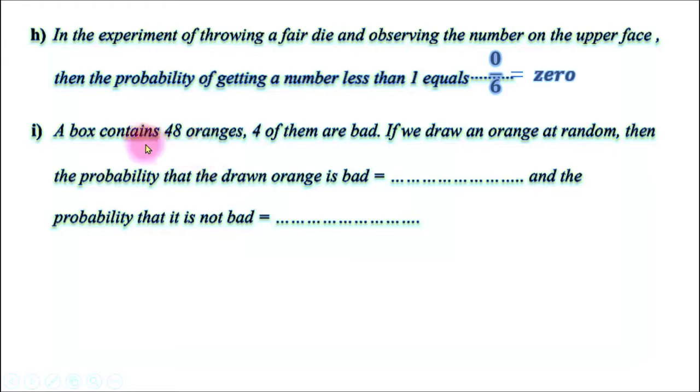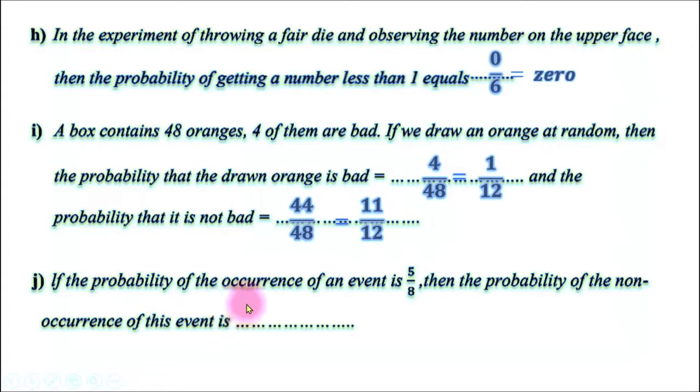It's an impossible event. I: A box contains 48 oranges. 4 of them are bad. If we draw an orange at random, then the probability that the drawn orange is bad, we have 4 bad over the total, 48, and in simplest form equals 1/12. And the probability that it is not bad: all oranges are 48, 4 of them are bad, then the not bad equals 48 minus 4, which equals 44, over the total 48, equals in simplest form 11/12.